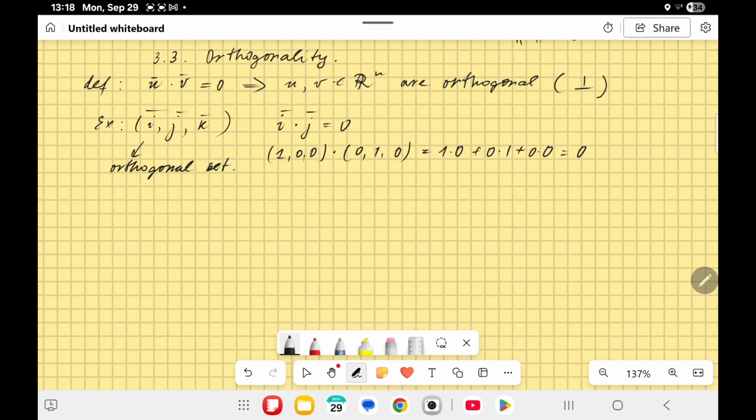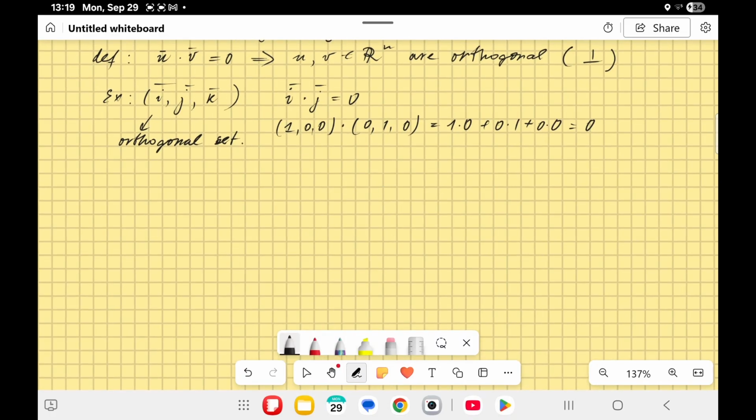Okay? Well, what is going to be next? Orthogonal vectors don't have to be unit vectors. For example, these i, j, k vectors, we know that they are unit vectors, but normally orthogonal vectors do not have to be unit vectors. Okay, and the next definition I want to talk about is projections.